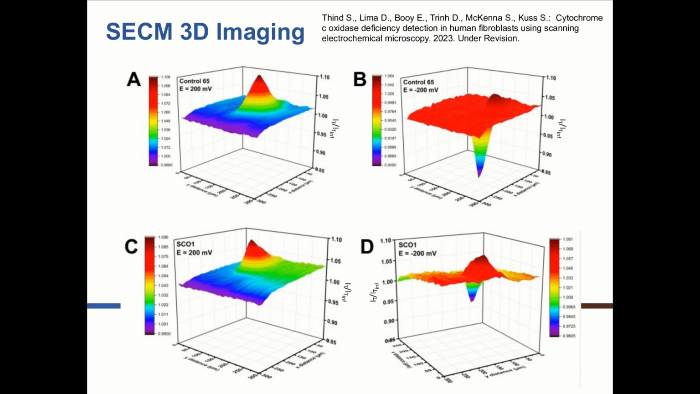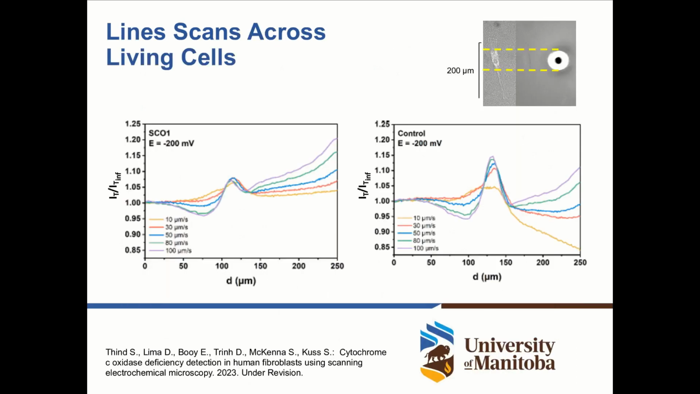Our SECM 3D images show us these plots where we can already anticipate the results. You see in A and B our control signals, and when you compare them to our patient samples in C and D, you see that the oxidation as well as the reduction is much more pronounced in our control strains. But how can we quantify this further? For this, we are carrying out our line scans at different velocities, as I explained earlier. And also here we can appreciate qualitatively already a difference.